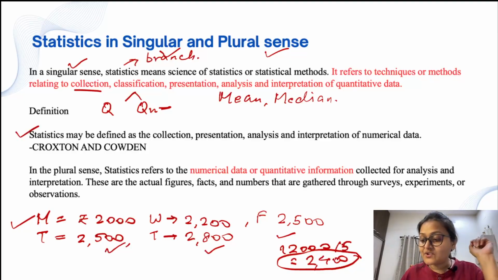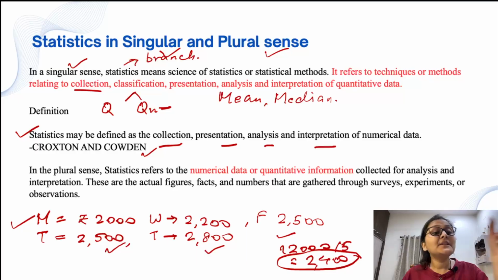Now, let us look at the definition. Statistics may be defined as the collection, presentation, analysis, and interpretation of numerical data, as it is said by Croxton and Cowden. In the plural sense, statistics refers to the numerical data or quantitative information that is collected for analysis and then interpretation. So, it is a collection of numerical data. All the data from the interview, questionnaire, survey is collected, and then analysis and interpretation is done. Right, the actual facts, figures, numbers are gathered through various sources. So in the plural sense, statistics refers to the numerical data that is collected and then analyzed.